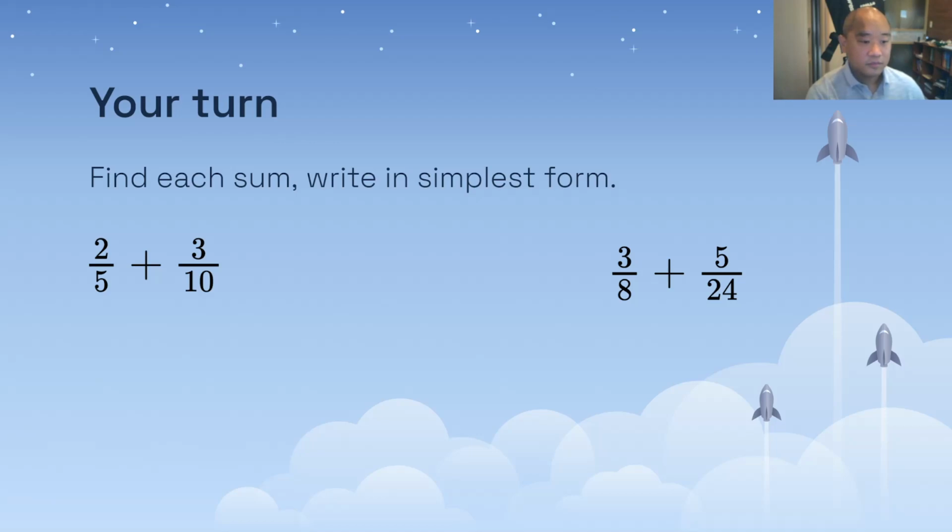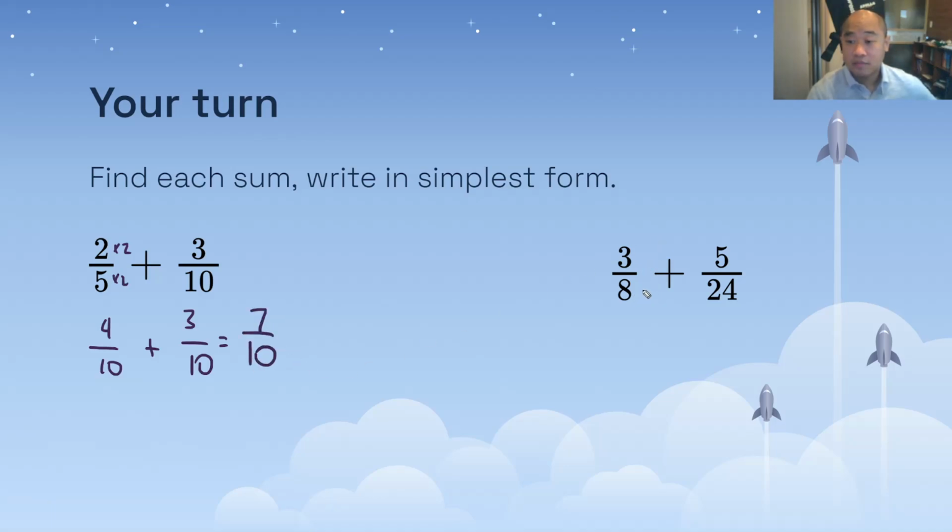Your turn. Find each sum, write in simplest form. Okay, so here, this is as easy as just doing the left fraction, because for the right fraction, we're going to use that denominator of 10, right? So we don't have to do anything to that. So it's going to be 4 plus 3 equals 7 over 10.